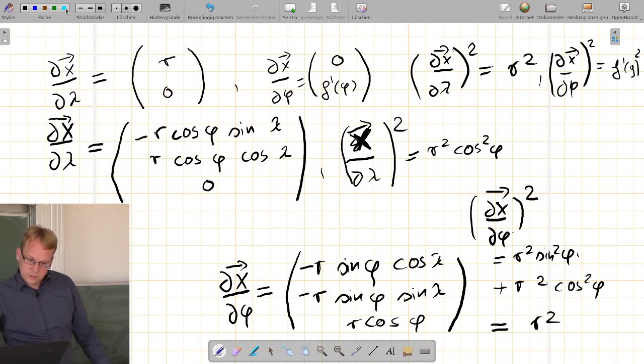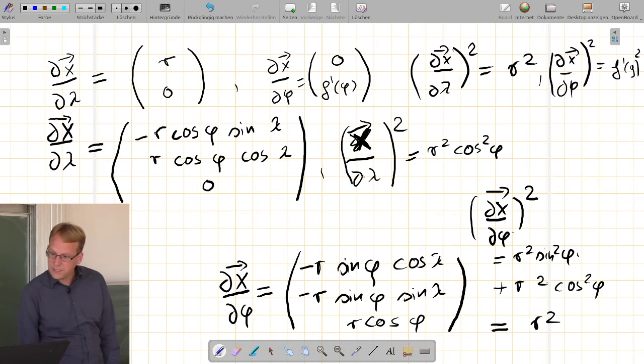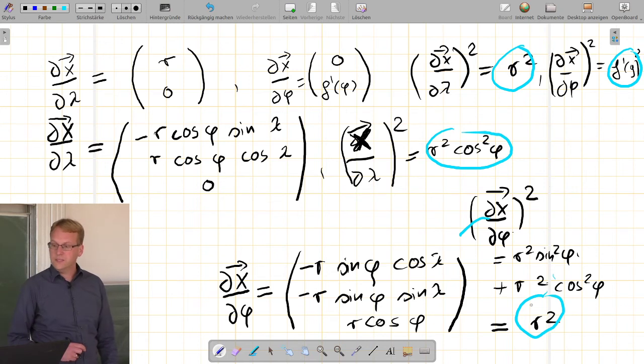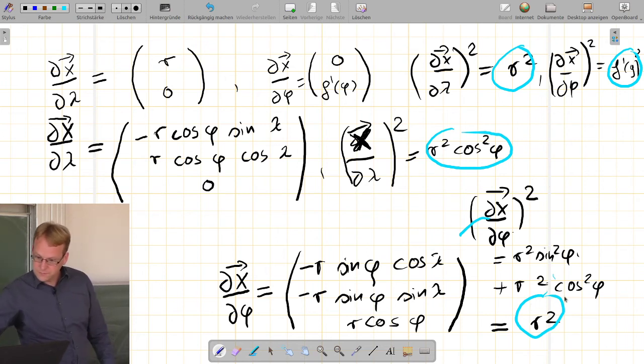I'm displaying this now maybe with some other color. We have here this r squared, we have this f prime squared, we have this r squared cosine squared phi, and we have this r squared here. So these 4 terms, that is our result, which I will now use on my slide.